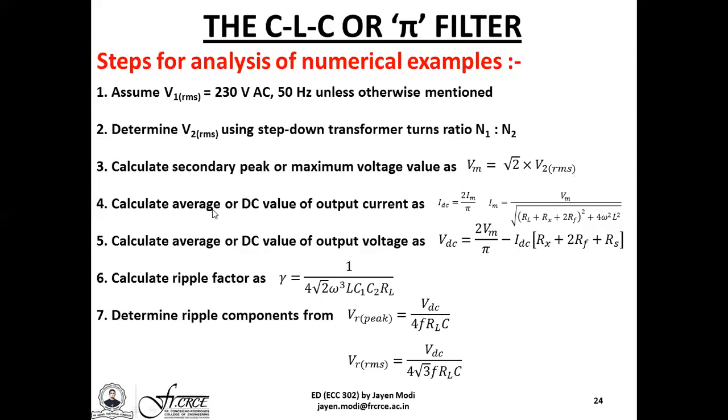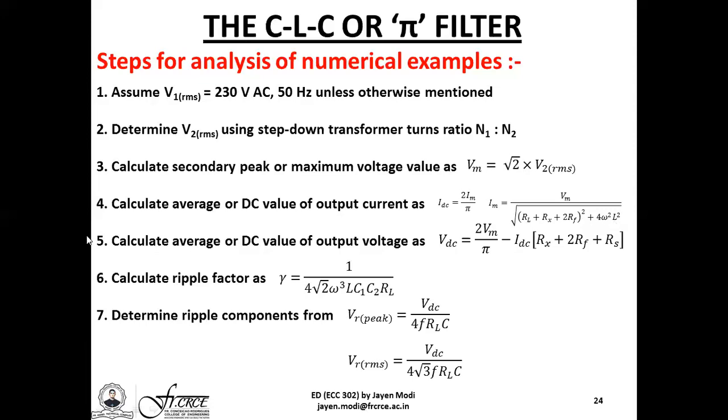Next, the average or the DC value of the output current can be calculated as IDC is equal to twice Im by pi, where Im is equal to Vm divided by square root of (RL plus Rx plus twice Rf) the whole term squared plus 4 into omega square into L square.